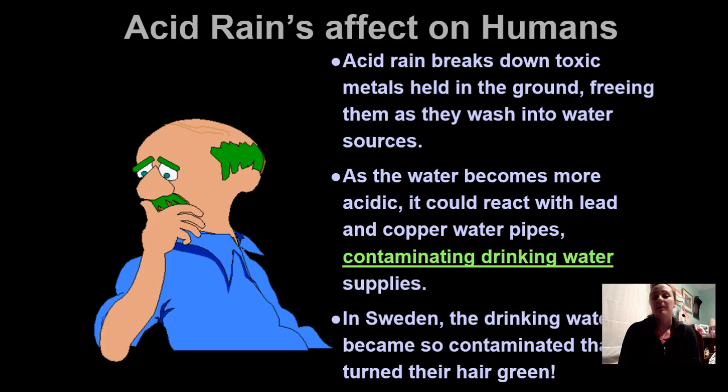It breaks down toxic metals held in the ground, and it frees them up, and they wash into water sources. So sometimes we need to be aware of that so that we don't drink the groundwater if it's affected by the acid rain, or we don't swim in it. As the water becomes more acidic, it could react with lead and copper in water pipes, and that could contaminate drinking water if the pipes that you're using to get your water to your house are made of copper. And in Sweden, the drinking water became so contaminated once that it turned their hair green.